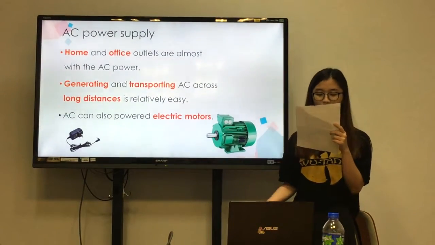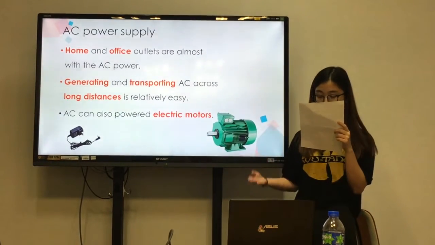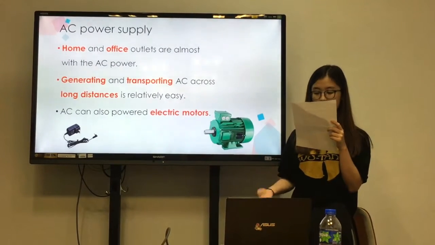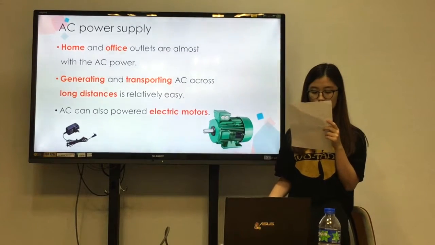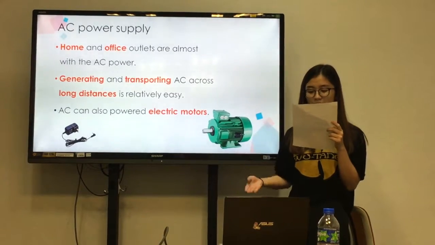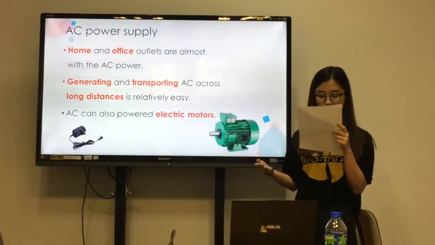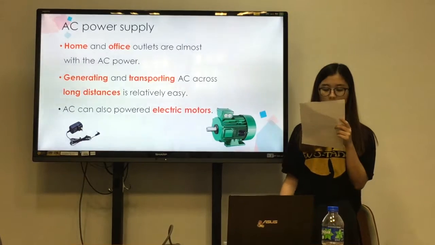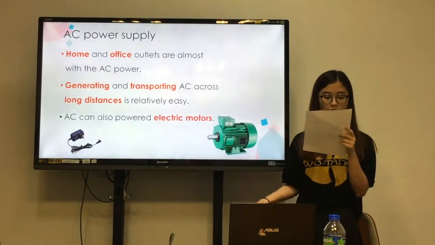AC is also capable of powering electric motors. Motors and generators are the exact same device, but motors convert electrical energy into mechanical energy. If the shaft on a motor is spun, a voltage is generated at the terminals. This is useful for many larger appliances like dishwashers and so on, which run on AC.